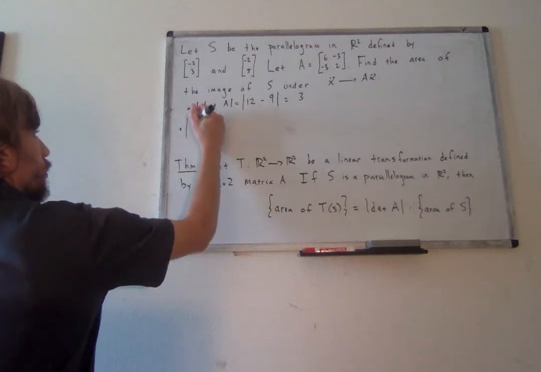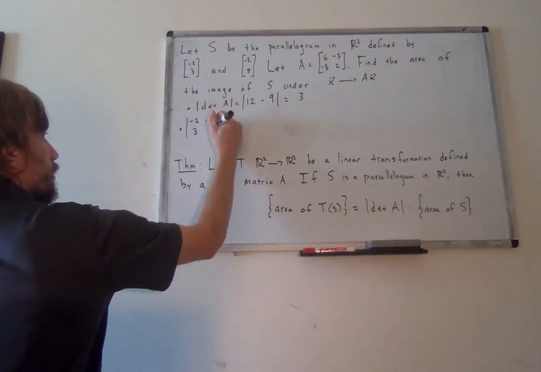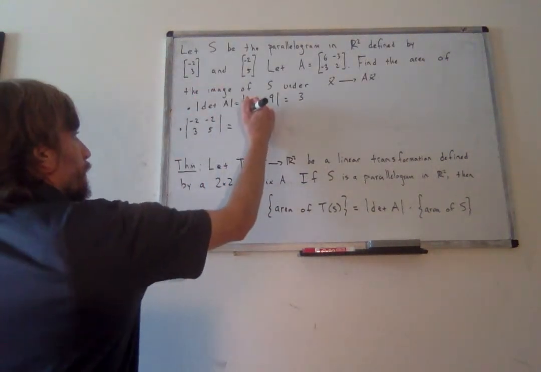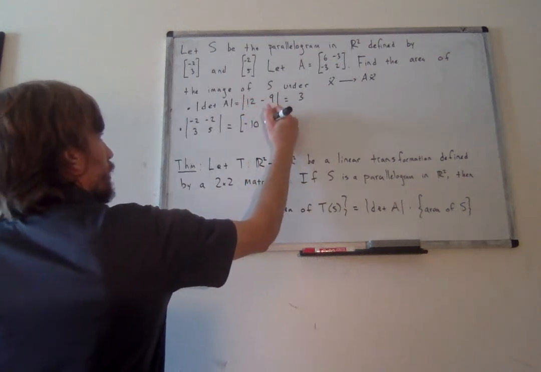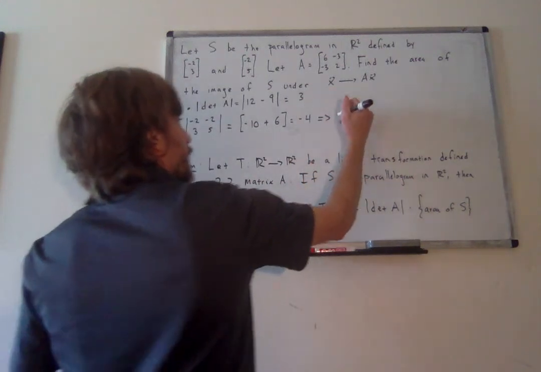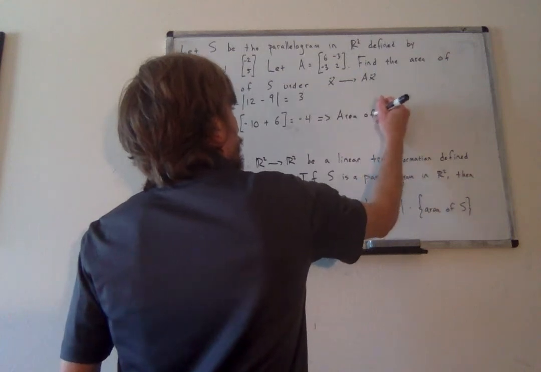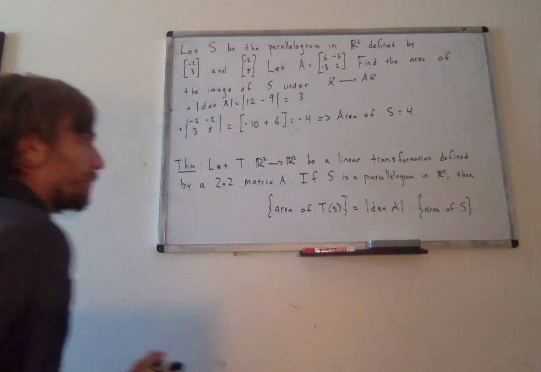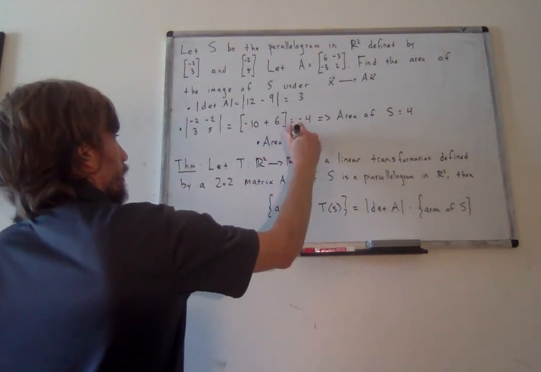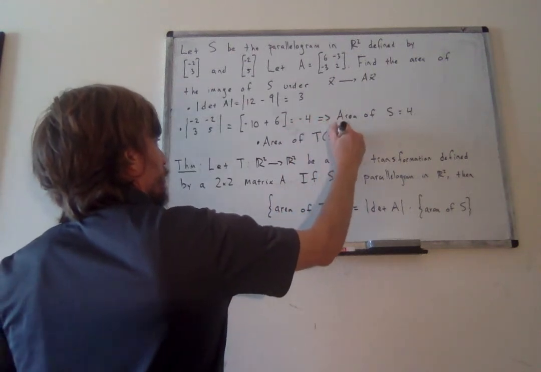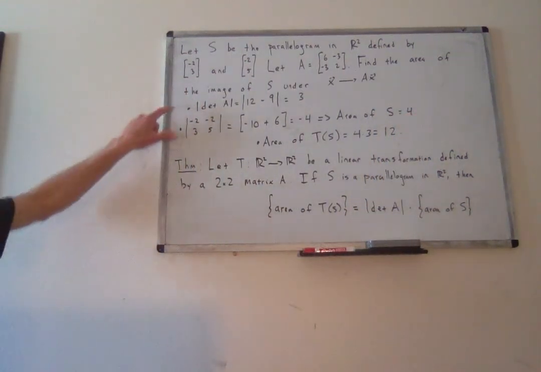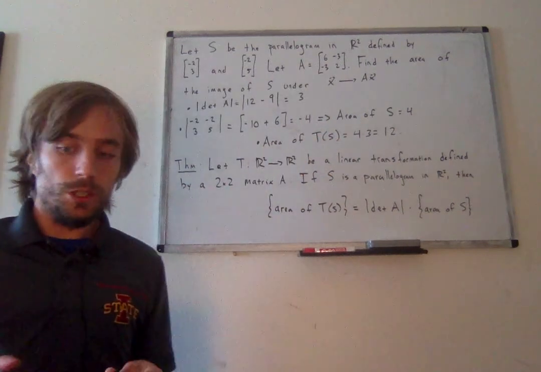Next, we want the determinant of this matrix, whose columns are defined by these two vectors. This is equal to -10 plus 6, which is equal to -4. But that means that the area of S is equal to +4. So by our theorem, the area of T of S is equal to 4 times 3, which is equal to 12. So by using two determinants, we can calculate the area of the image.